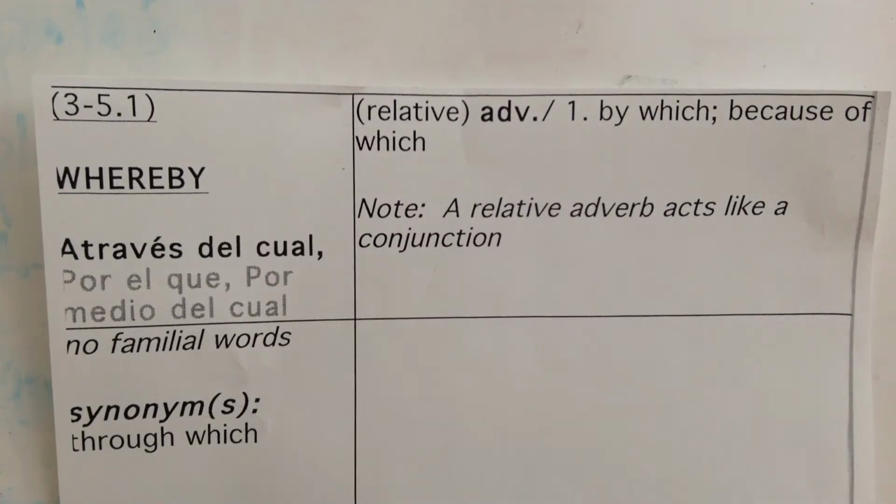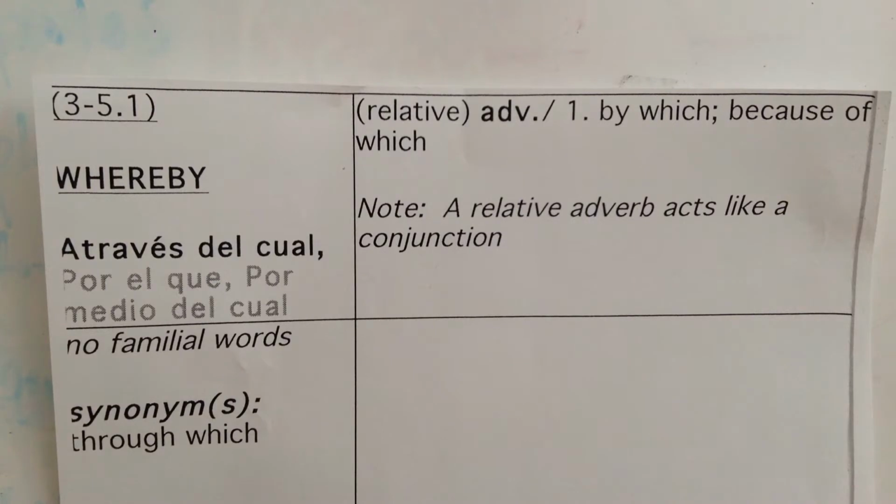I'm going to go over the level 1 word, whereby, for quarter 3, week 5. You should have this card out to look at as I go over it. Two syllables. The first syllable is where, and the emphasis is on the where, so it's whereby.